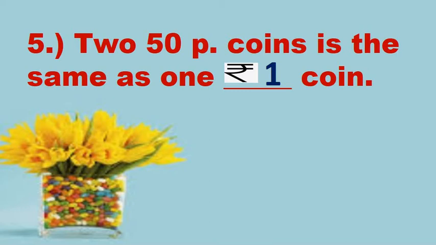Number 5. 2 50 paisa coins is the same as 1 rupee coin. I repeat, 2 50 paisa coins is the same as 1 rupee coin.